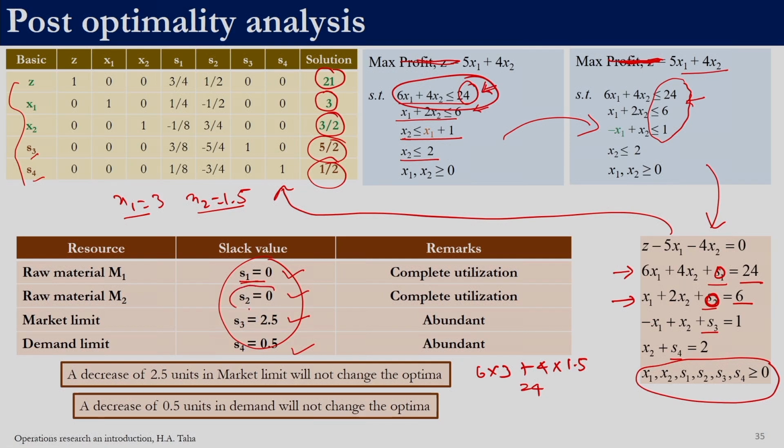Similarly, for the second slack variable, S2 is also 0, right. So, let us look into this constraint, x1 plus 2 x2 is less than or equal to 6. x1 is 3 plus 2 into 1.5, so this happens to be 6 and the right hand side is also 6. Since S2 is equal to 0, we can directly say that the entire quantity of 6 is being used. That is why we have these two remarks here, complete utilization.